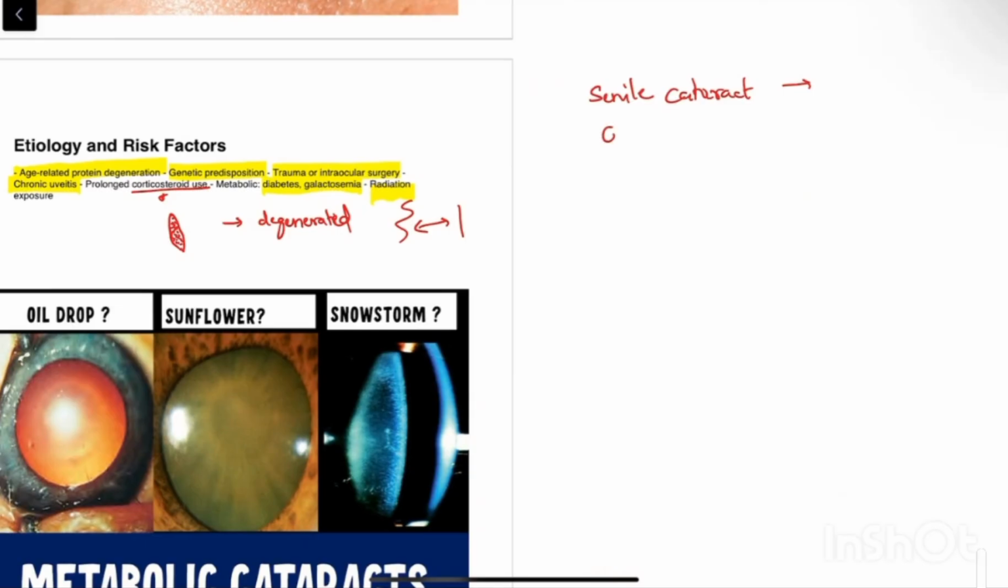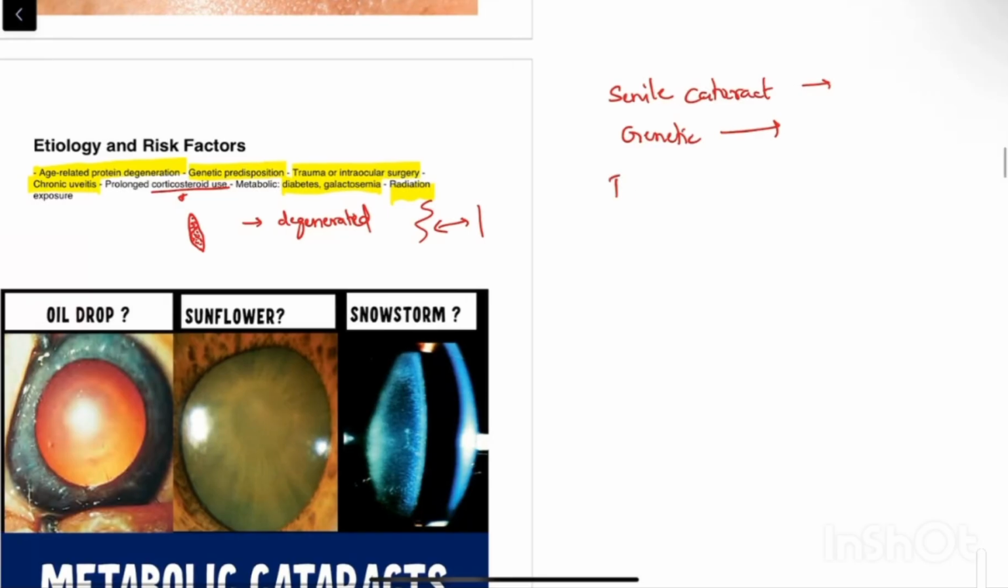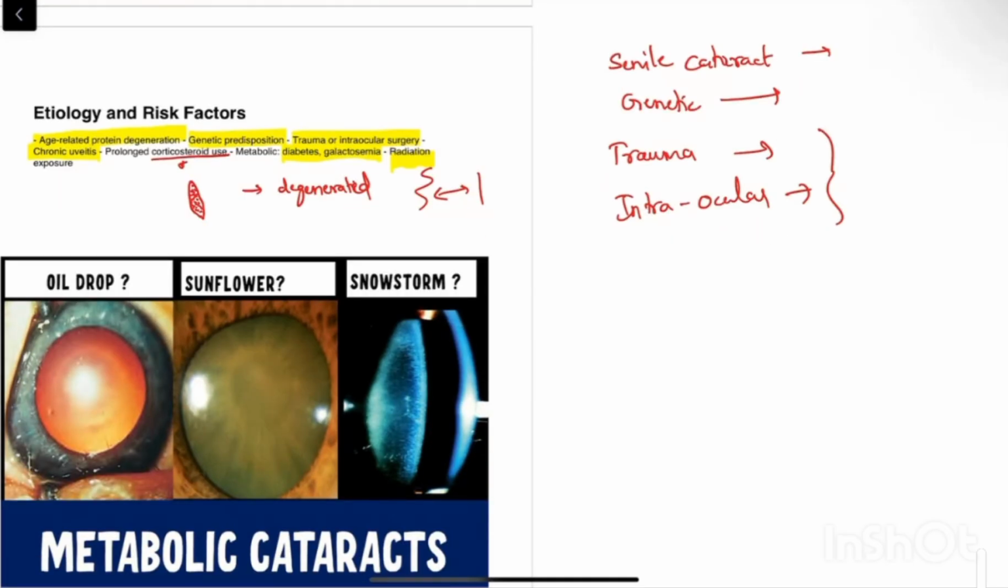After that, there can be genetic predisposition, like if the father has it, the child might have a risk of developing cataracts. So genetic predisposition will lead to cataract formation. After that, trauma, or the patient has undergone some intraocular surgery. Once there is some damage to the original lens, it will start healing, and during that time there is more chance of developing cataract. Hence trauma and intraocular surgery pose a risk factor.